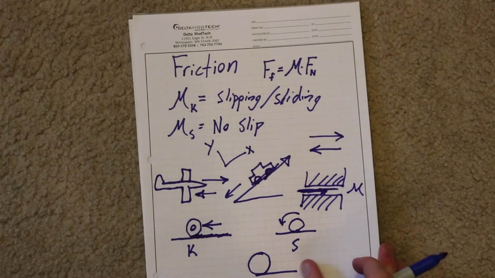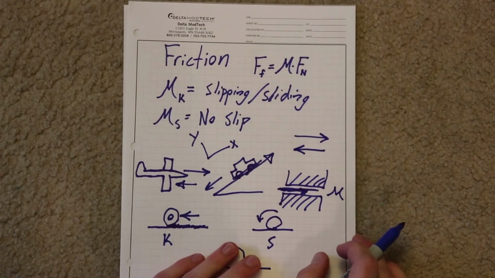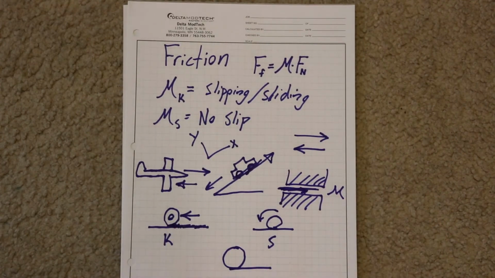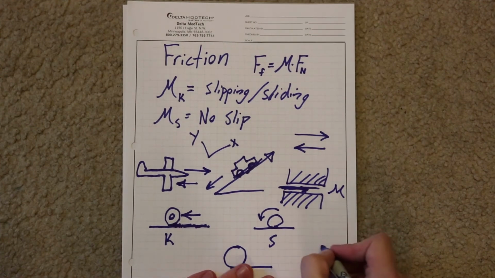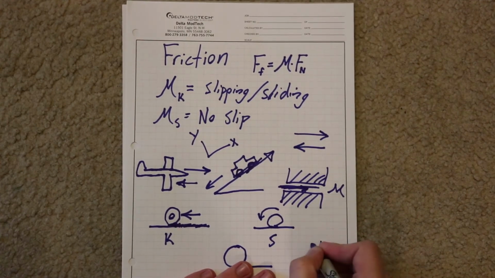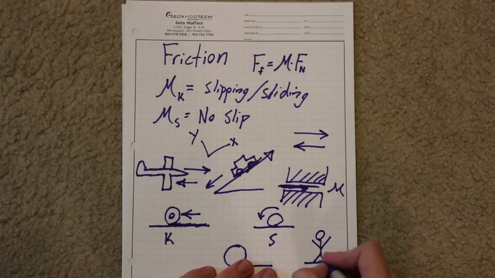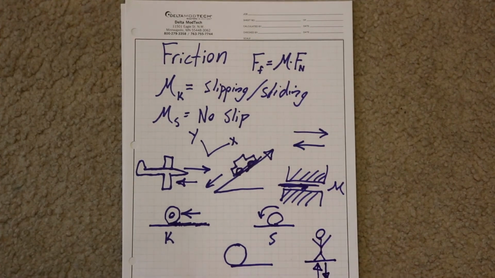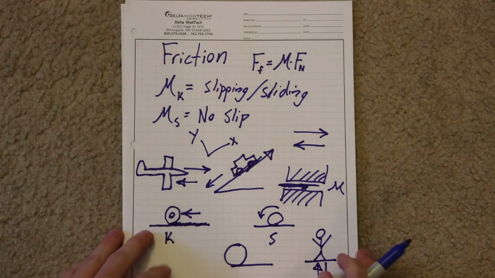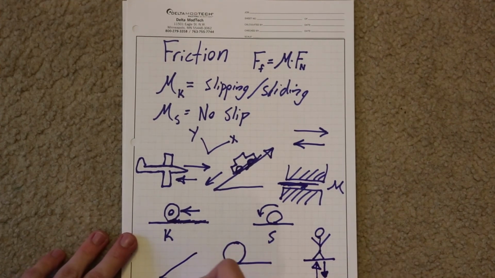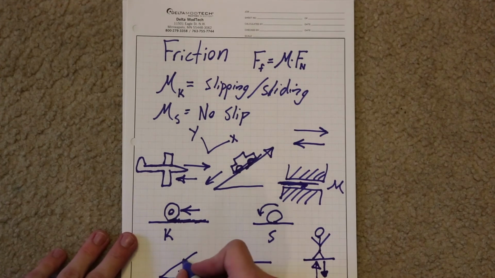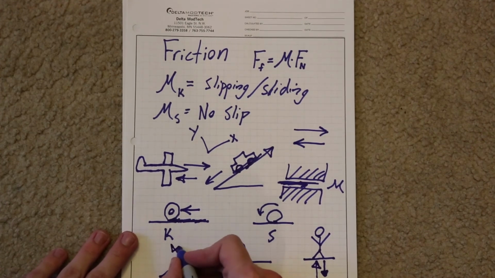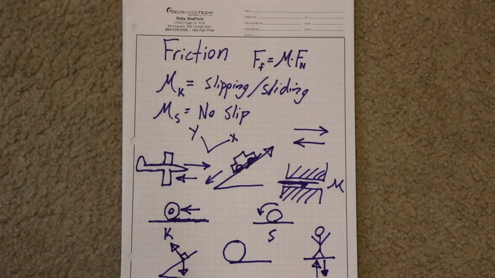If you remember, the normal force is just the force perpendicular to the surface. If there's a person standing on a horizontal platform, the normal force is just up. Their weight would go down, but the normal force is directly upward because it's perpendicular to the surface. In the case of the car, it's a little more complicated. The gravity is still down, but the normal force is in this direction because it's perpendicular to the incline.